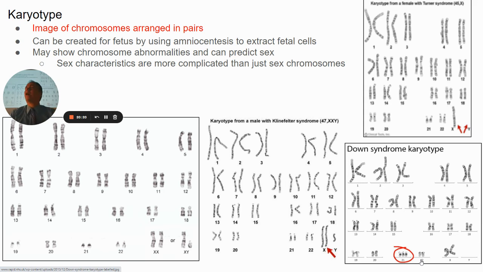How would a person end up with an extra 21st chromosome? Anyone have an idea about that? Or even, it's related to what process that we've learned about? You're close, John. Yes. It's something that happens during meiosis.